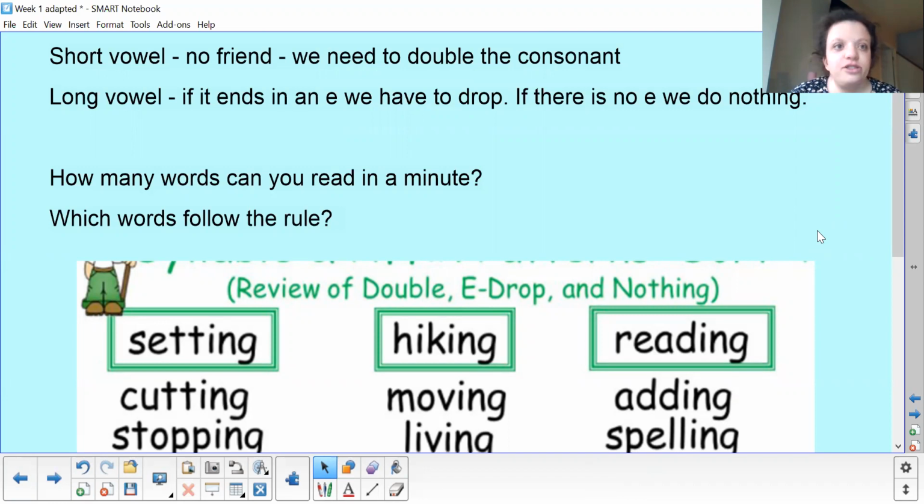If it's got a long vowel, so A, E, I, O, or U, then we have to check if it's got an E at the end. And if it has, we drop it. But if there's no E, we just add an ing as always.